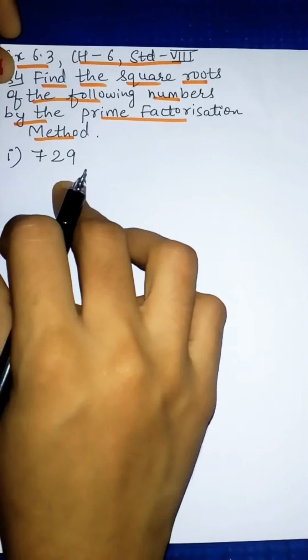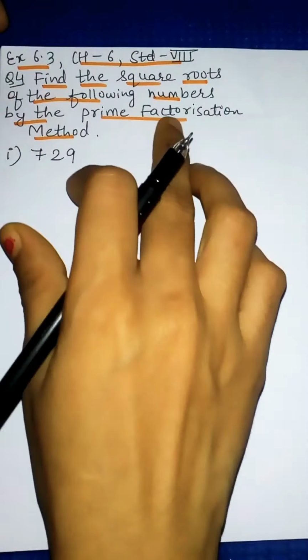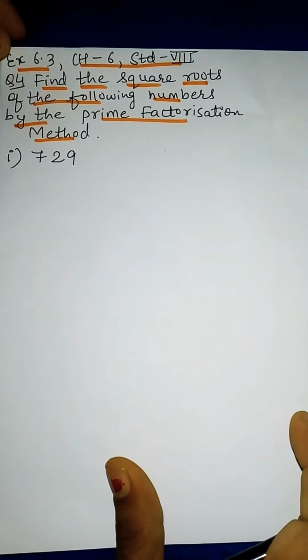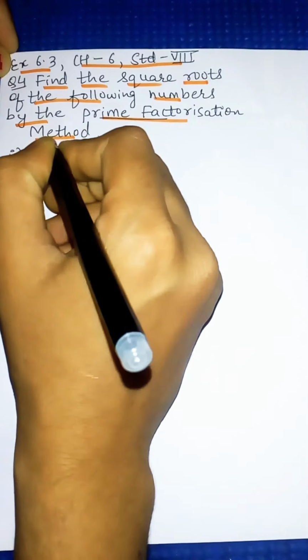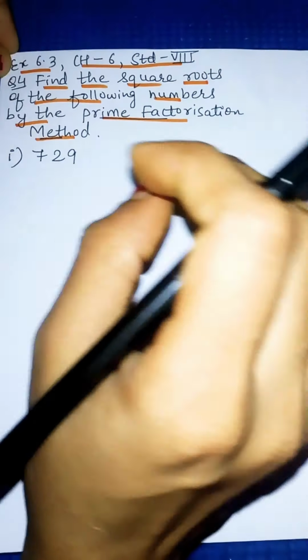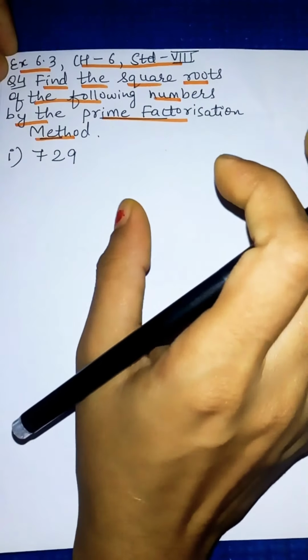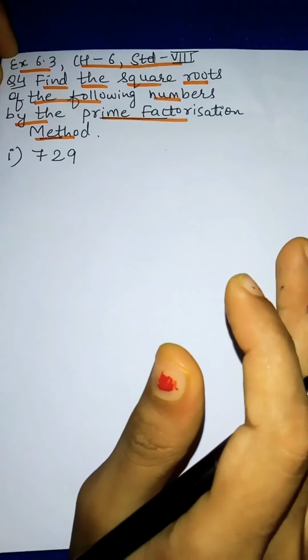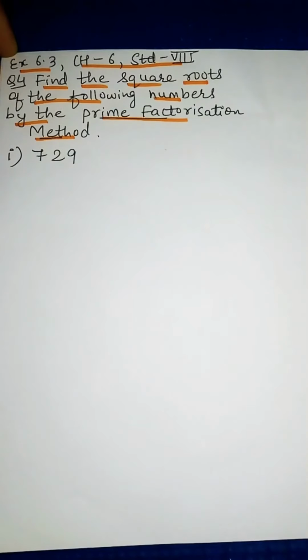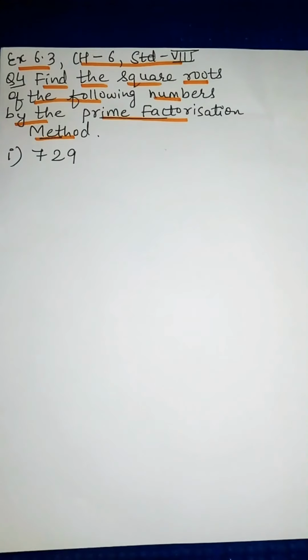729. So here the method is the prime factorization method, so you can use only prime numbers. First of all, prime factorization method we are using, so prime numbers only we can use. Prime numbers are the numbers which have only two factors, 1 and itself. They don't come in any other table, only in the table of 1 and itself. So such numbers you can take.